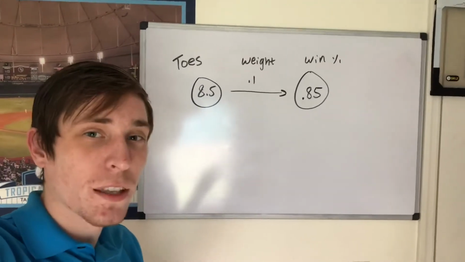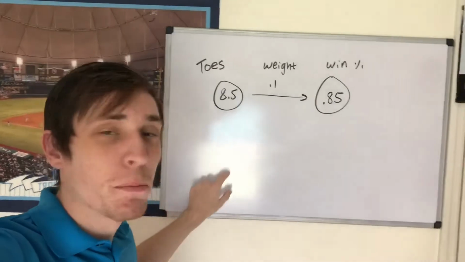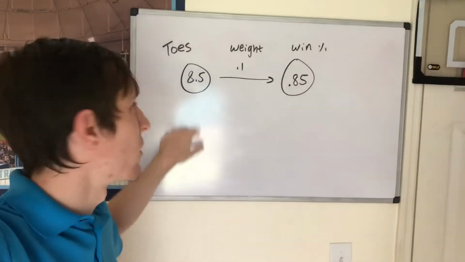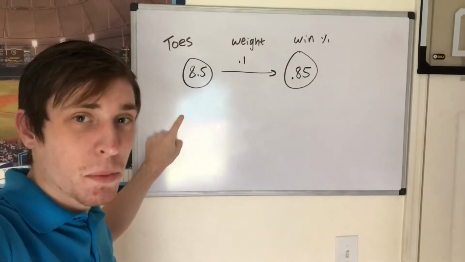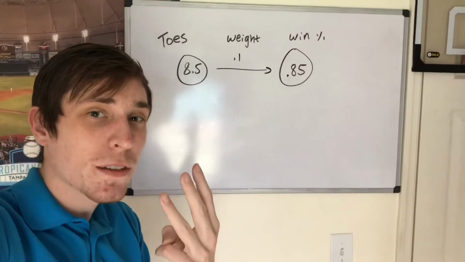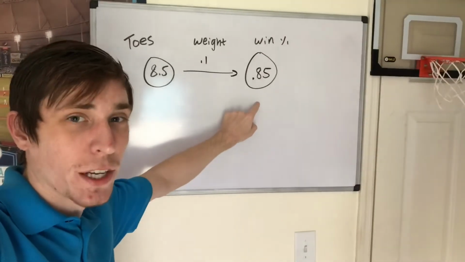Now, if we want to take this neural network one step forward, we're going to add more inputs, such as win percentage and number of fans. So if we take the average number of toes, the average win percentage, and the number of fans, and you use those 3 data points in order to make a more accurate win percentage prediction.